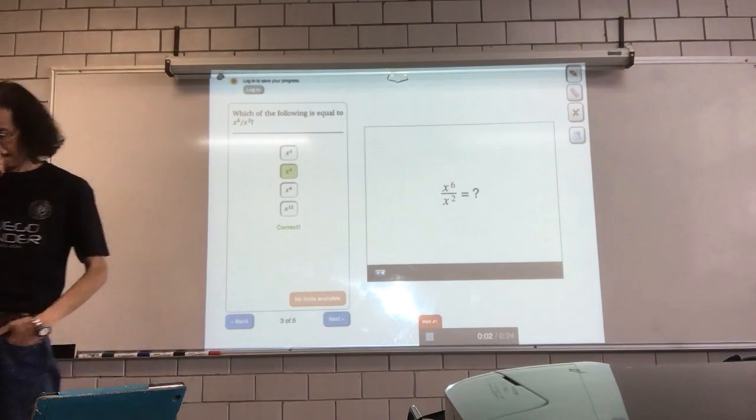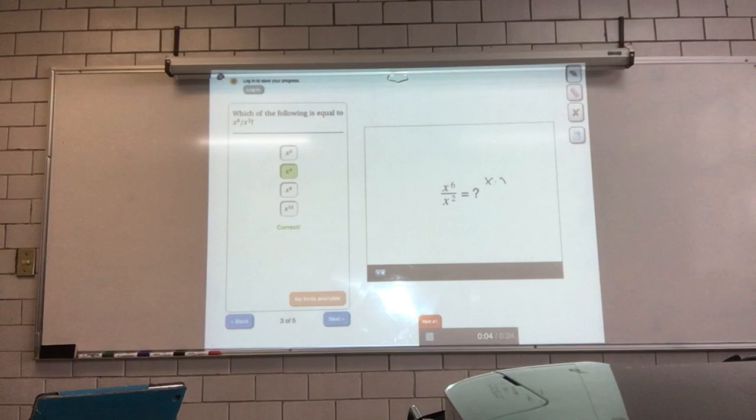In the numerator, we have 6 x's, so we're multiplying by x 6 times. In the denominator, we have x squared, or x times x. We can cancel out 2 of the x's from the numerator and the denominator, and this leaves us with just 4 x's in the numerator, and that's equal to x to the 4th.